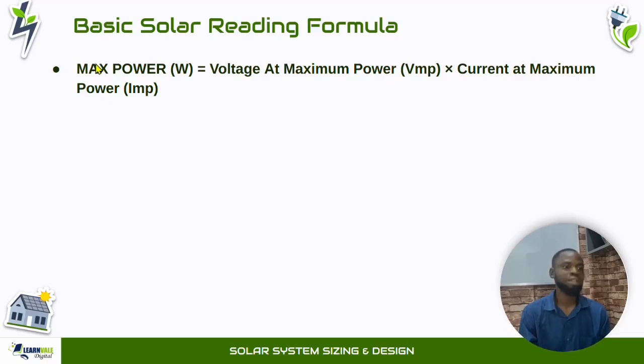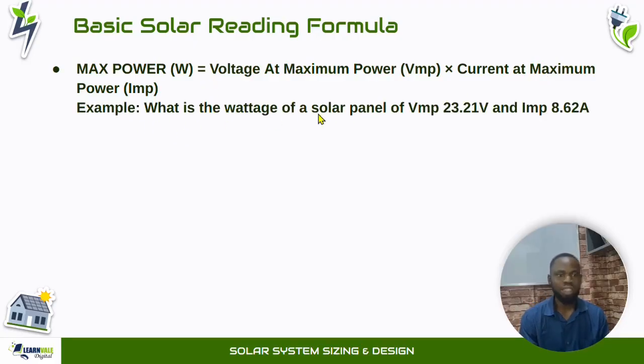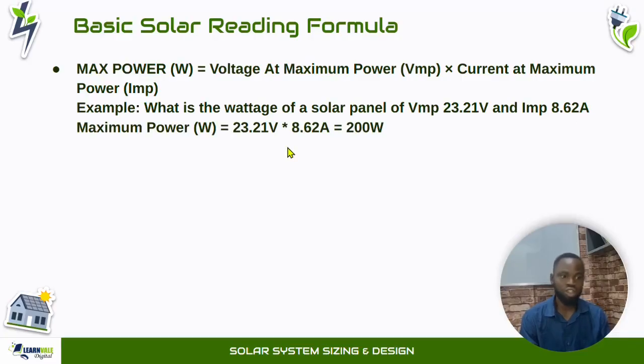Now let's look at how you ascertain maximum power, that is the wattage of a solar panel. It's simple. If you take the voltage at maximum and multiply it by the current, you will get the maximum power. For example, the maximum voltage is 23.21 volts, and the maximum current is 8.62 amps. So with this simple calculation, the maximum power is 23.21 volts times 8.62 amps. You get the wattage, just like that.